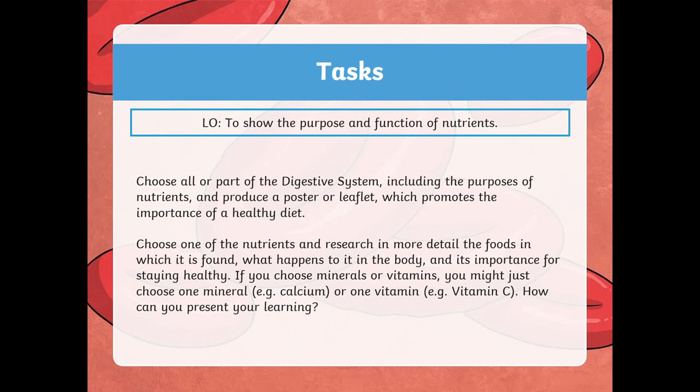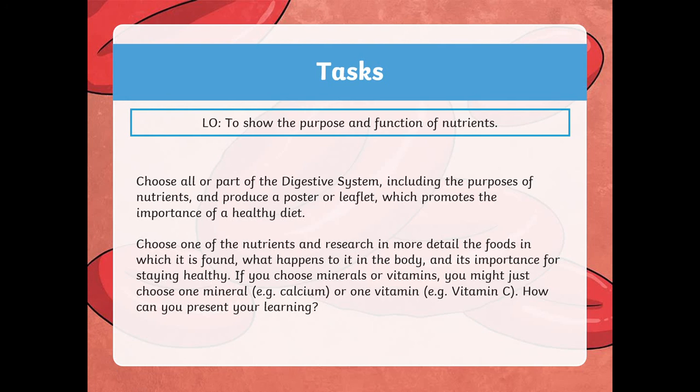So our learning outcome here, we want to show you the purpose and the function of these nutrients. So choose all or a specific section of the digestive system and show us a poster or a leaflet where you explain some of this, label the parts of the digestive system, and promote the importance of a healthy diet by explaining these concepts. What do you need for a healthy diet? How does this help provide everything?